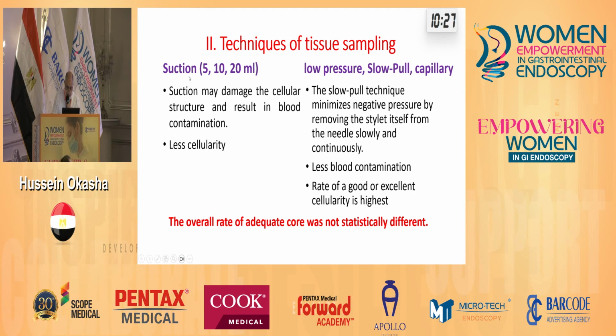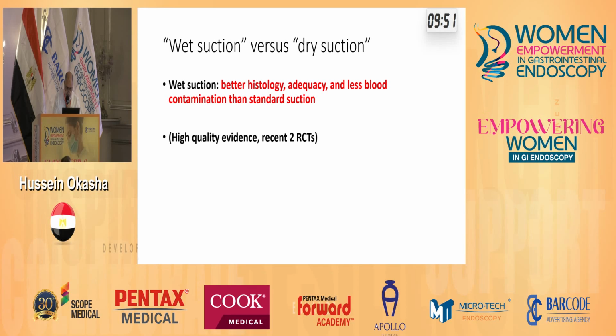What about the technique? Suction and low pressure. Suction may damage the cellular structure and result in blood contamination with less vascularity. While low pressure, also called slow pull or capillary, the slow pull technique minimizes negative pressure by removing the stylet itself from the needle slowly and continuously, so there is less blood contamination, and the rate of good or excellent cellularity is highest. However, the overall rate of adequate core was not statistically different. Wet suction has better histology, adequacy, and less blood contamination than standard suction.